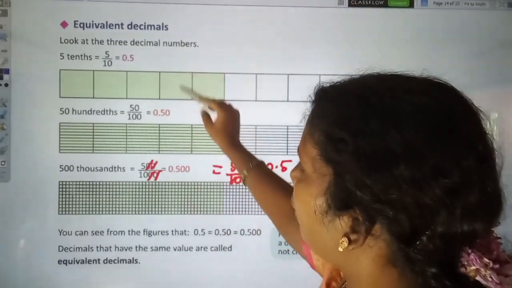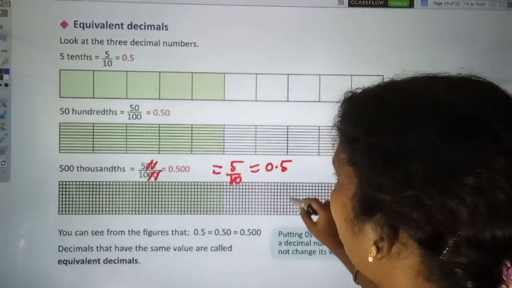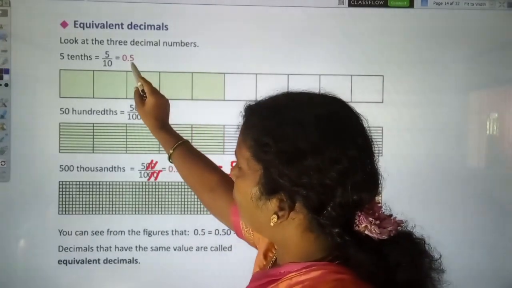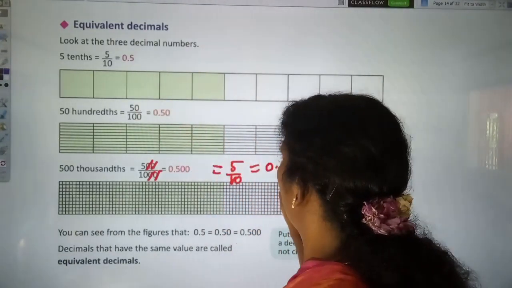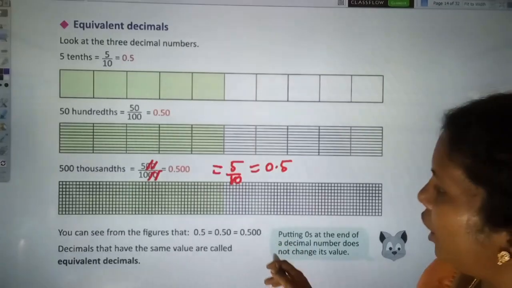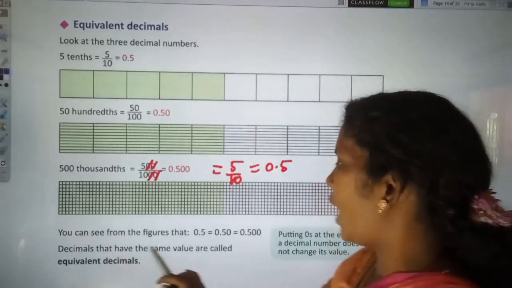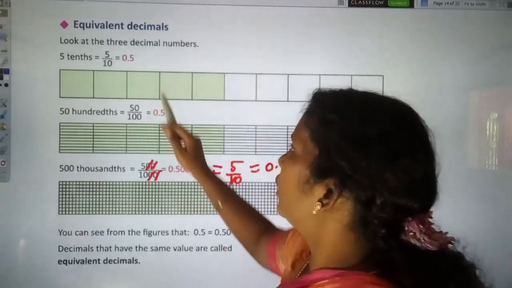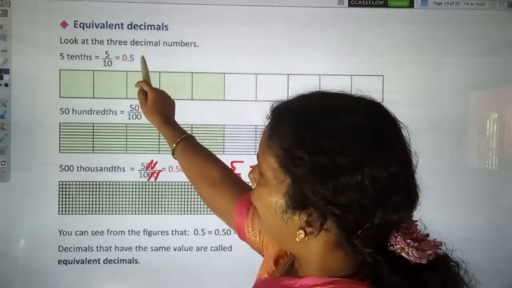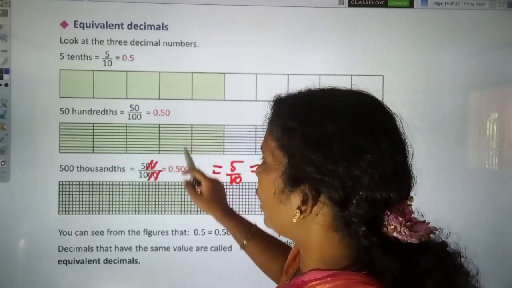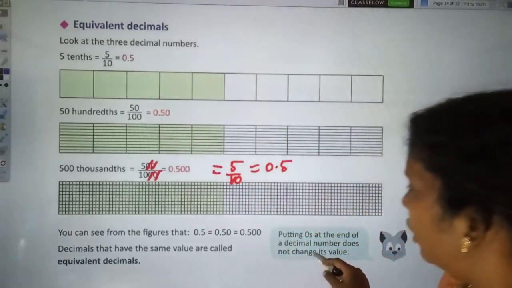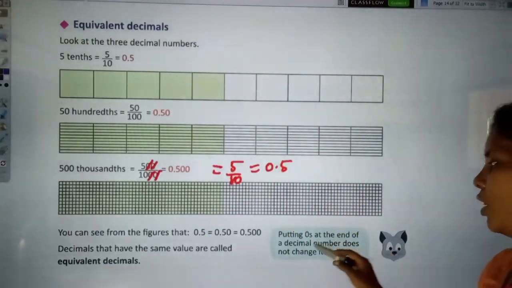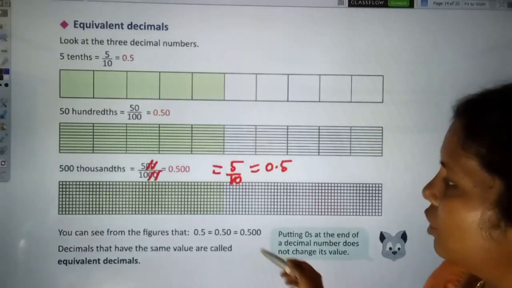See children, all the values are 0.5, 0.5, 0.5. In the tenth place, the 5 is there. Are you able to identify, children? The decimals that have the same value are called equivalent decimals. Here, the zeros added after the decimal point do not have any value. That is what is given here. Putting zeros at the end of the decimal number does not change its value.